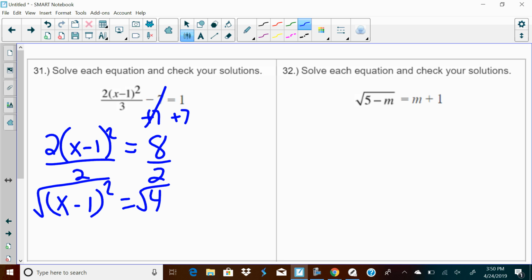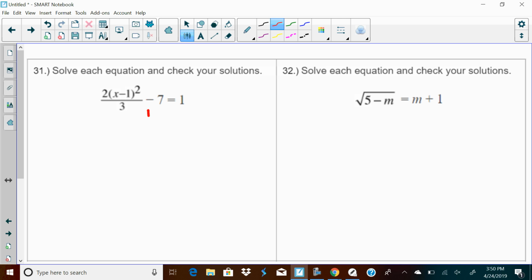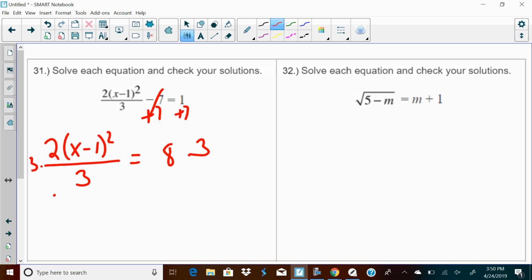Oh, sorry, I'm going to go back to this one. I forgot to divide or multiply by 3. So let's start that one over. So I'm going to add 7 to both sides. So I end up with 2x minus 1 squared over 3 equals 8. So then I multiply both sides by 3. So I get 2x minus 1 squared equals 24.